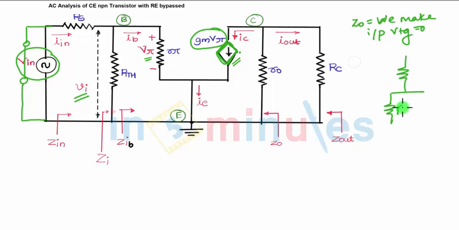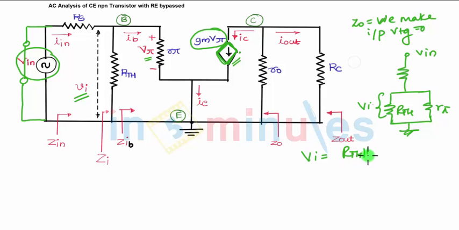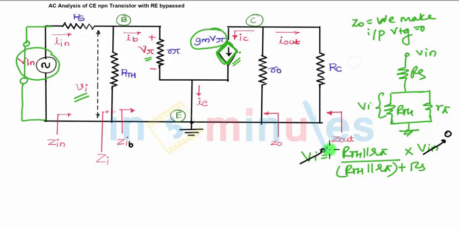For example, you have RTH, you have R pi, and this is your Vin. Suppose I want to find the voltage across this. This is your Vi. So I can write Vi as RTH parallel to R pi upon, by potential divider rule, RTH parallel to R pi plus this resistance Rs, into Vin. Now if my Vin is 0 over here, this value will become 0. When this value is 0, Vi and V pi are the same. This is nothing but V pi.